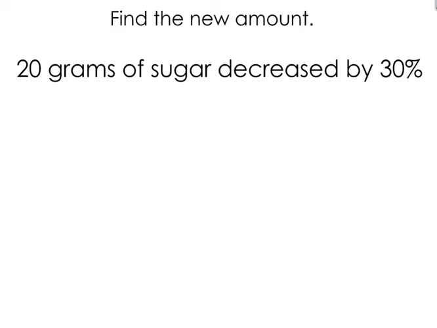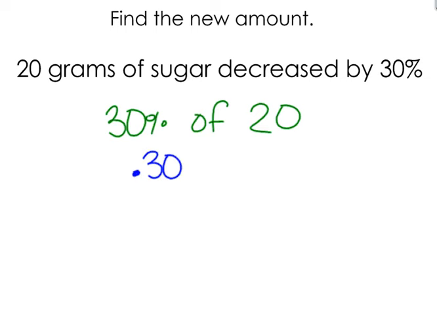All right, and last one, same idea. This time we have a percent of decrease. So we have 20 grams of sugar decreased by 30%. So I will find 30% of 20, which is the same as multiplying 30 hundredths multiplied by 20. So you can set that up if you need to.